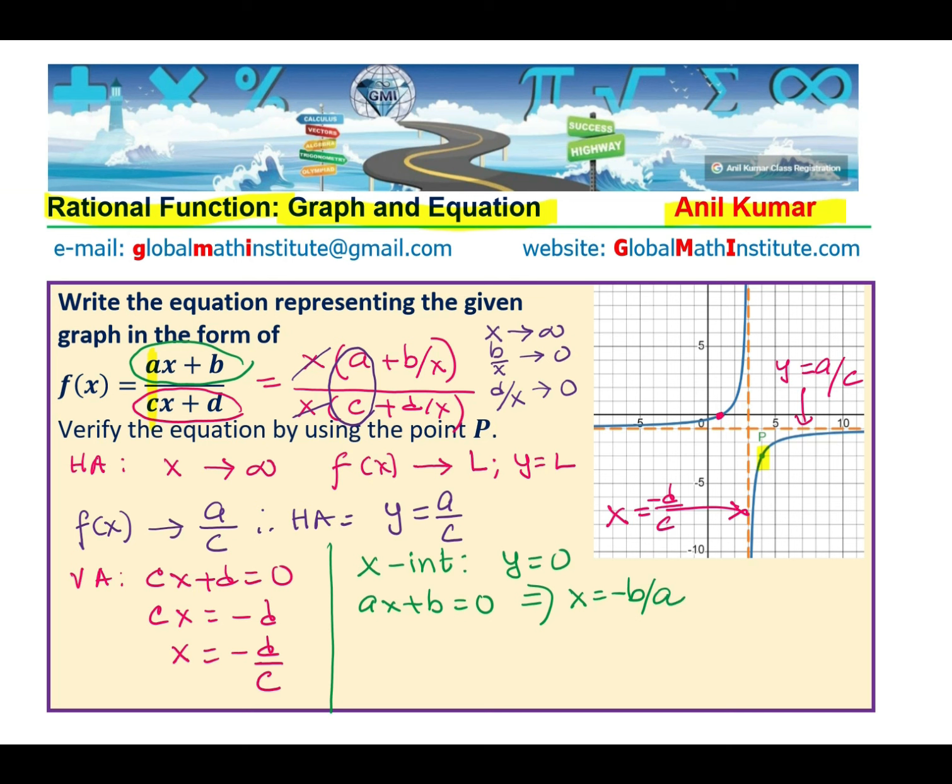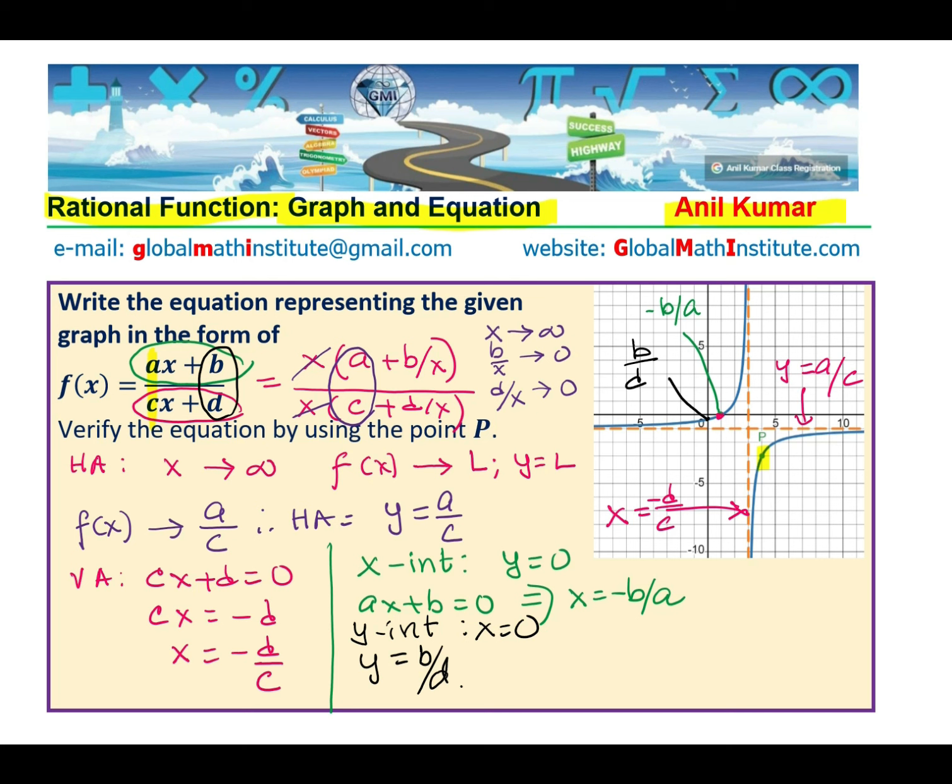Let me complete it by giving you the y-intercept also. The y-intercept is when x equals 0. If I substitute x as 0, I get y equals b by d. So b by d is basically the y-intercept. Let me write down here: the y-intercept is b by d. Is it okay? And the x-intercept, which I worked out in green, is equal to minus b by a. So in terms of a, b, c, and d, we have so many points on this particular graph. Very easy to work out.